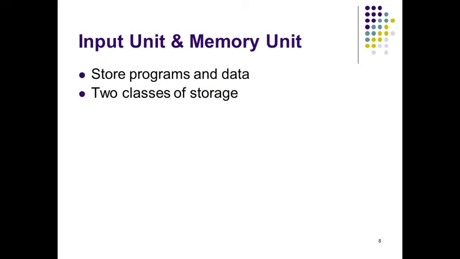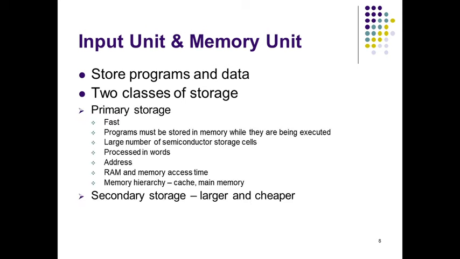Next is about the memory unit. The function of the memory unit is to store the programs and data. Basically, there are two classes of storage. One is primary storage, and the other is secondary storage. Here, primary storage is a fast memory that will operate at electronic speeds. The programs must be stored in memory while they are being executed. The memory contains a large number of semiconductor storage cells, each capable of storing 1 bit of information.